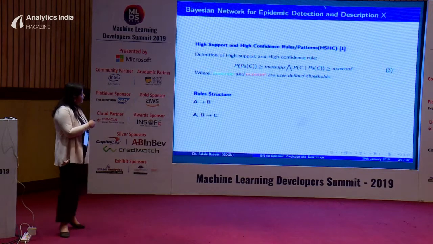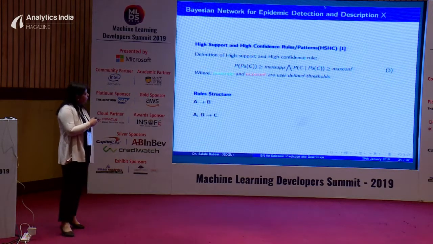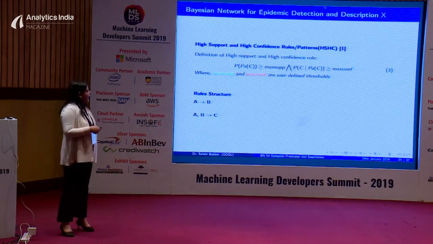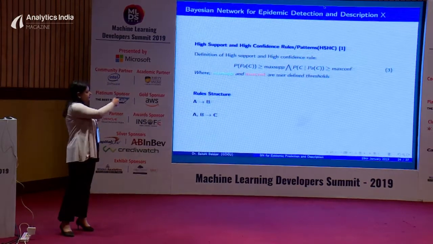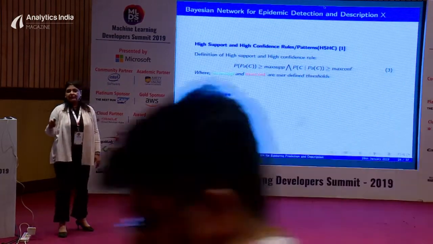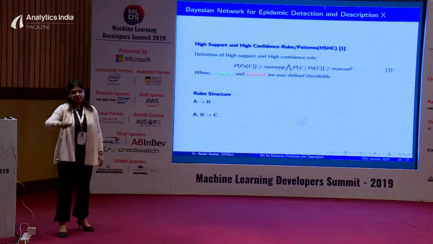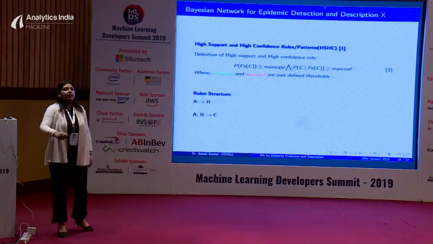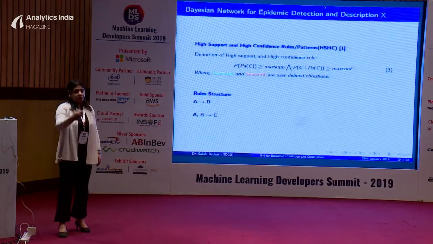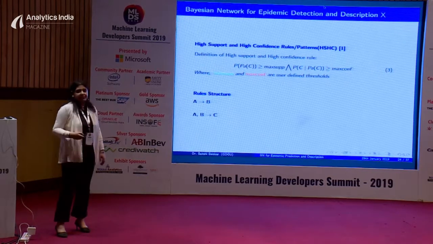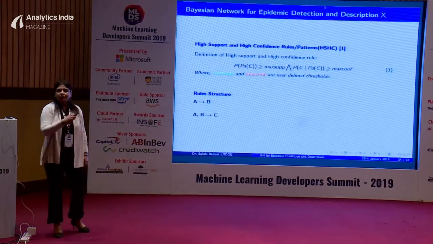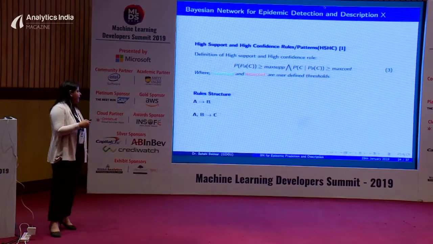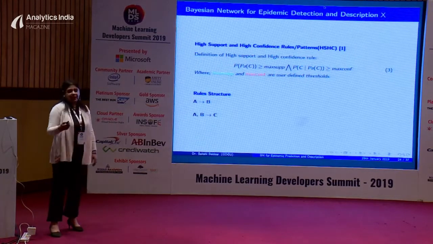This rule applies when the support is greater than max support and confidence is greater than max conf, and it is going to be applicable for each causal structure that I have in the Bayesian network. We are going to get some patterns or rules, and those rules will look something like this: A implies B, more or less the same as association rule mining, and A, B implies C.